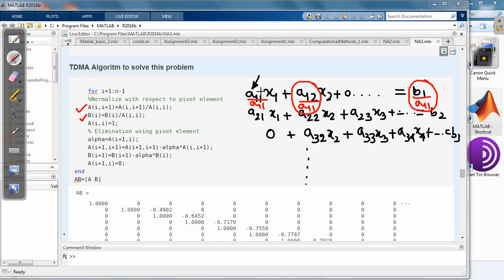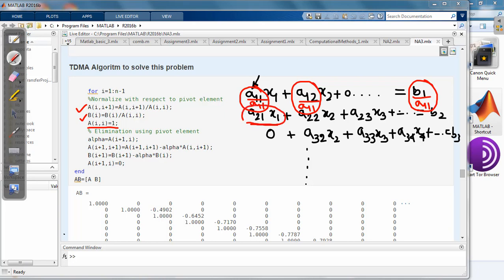And then what will be this first term? This first term will become 1. So that is why this term will become 1. That has been written. So this is the next step. What is the next step? Our objective of doing this is basically to make this part 0.